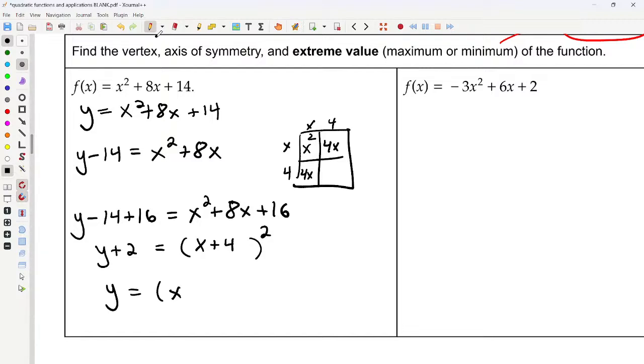One last step is to subtract 2. And then put it back in its fancy notation. And now we have completed the square to take standard form and legally change it into what we can't see right now, what we call vertex form.